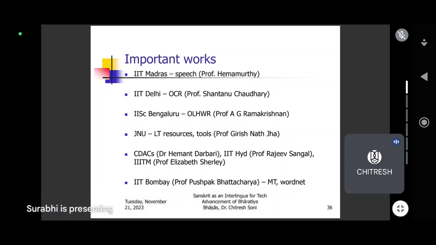Okay, this work has already been done, and IIT Bombay has done very nice work in the case of Sanskrit WordNet. So this work has already been done. We move towards the next slide.